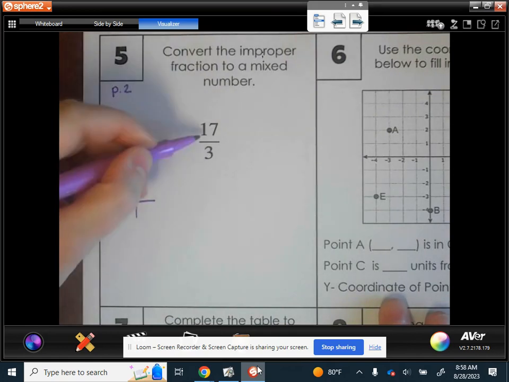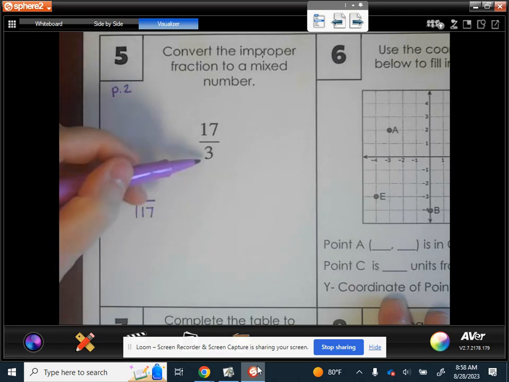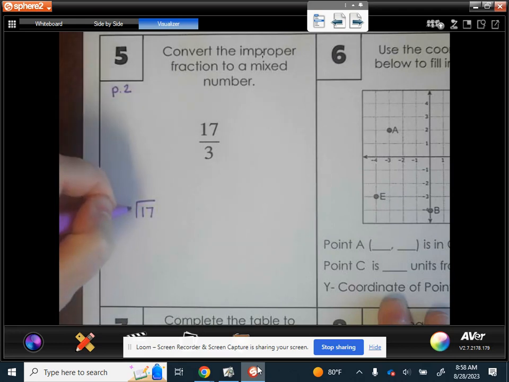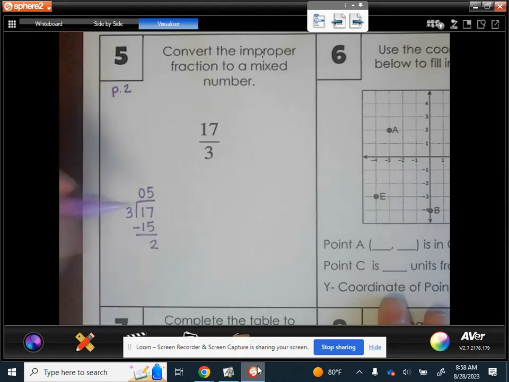Long division. Our top number or our numerator is 17. Our bottom number or our denominator is 3. And we're going to go ahead and divide. So 3 cannot go into 1 because it's too big. So I'm going to go ahead and put a 0 there. But 3 can go into 17 5 times. 5 times 3 is 15. We subtract and get 2. When you get your remainder, you stop.